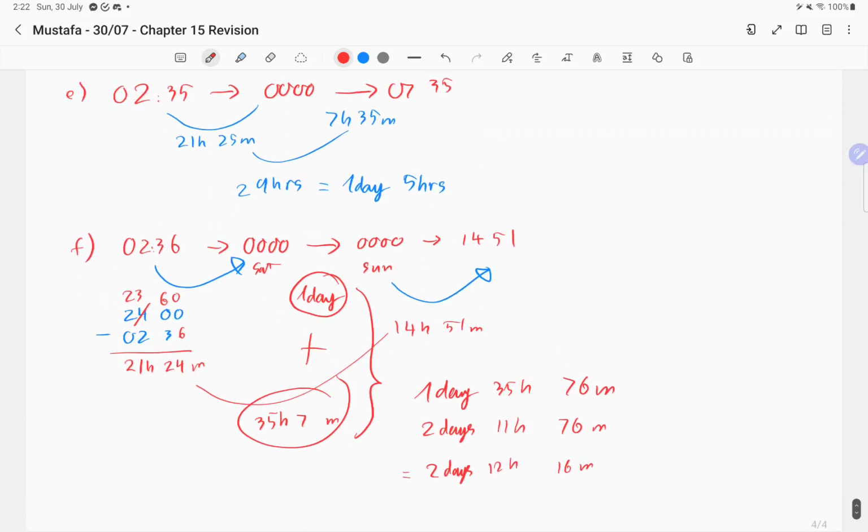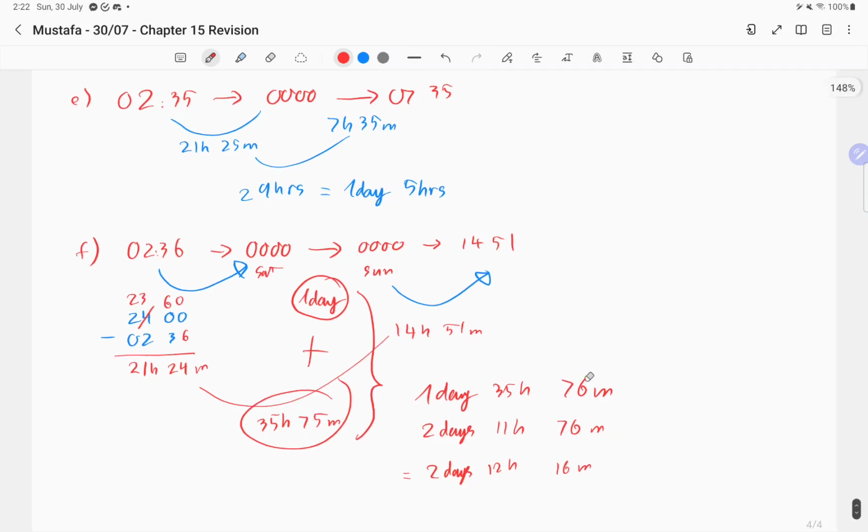Oh yeah, sorry. It is 75. Don't know why I wrote 76. Okay, so 75 minutes, and that's why the answer would be 15 at the end. There you go. That's right. Okay. Make sense? Yeah.